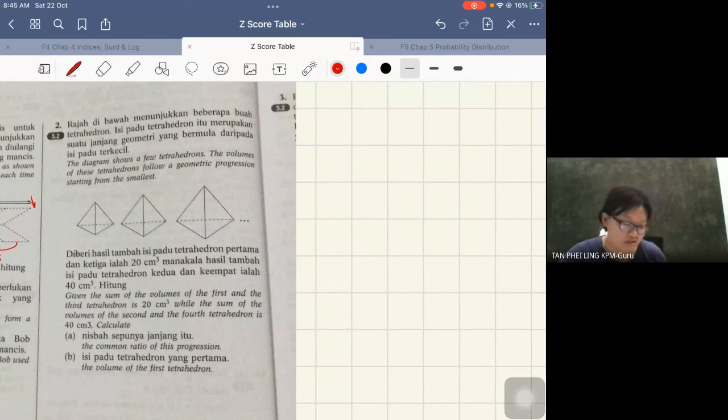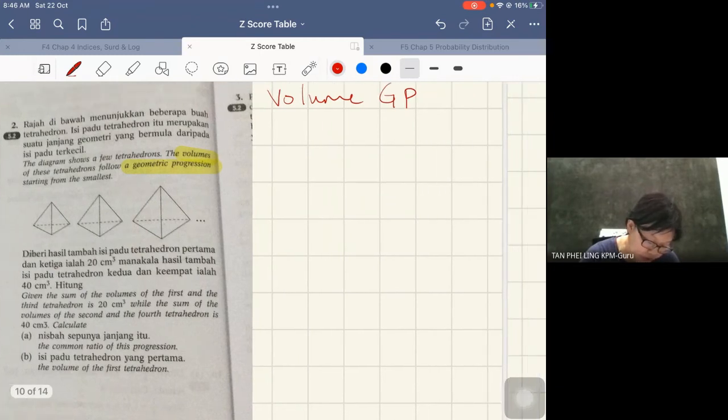So this is question number 2. The diagram shows a few tetrahedrons. The volumes of these tetrahedrons follow a GP. So here, even better, they straight away told you that this is a GP. Starting from the smallest, now they are focusing that the volume is a GP. So write down there, volume is GP. Then moving on, given that the sum of the volume of the first and the third is 20.